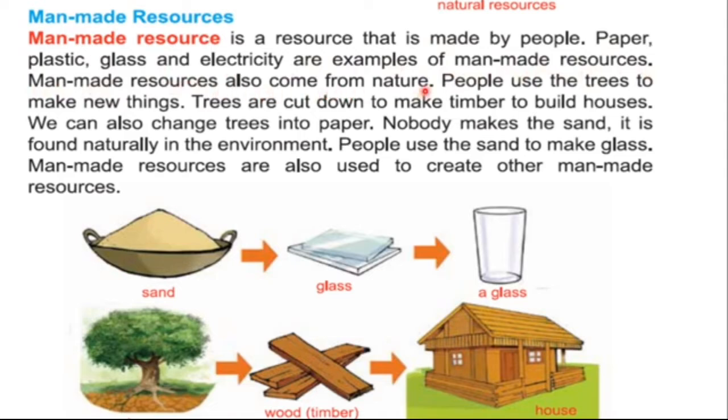Man-made resources also come from nature. People use the trees to make new things. Trees are cut down to make timber to build houses. We can also change trees into paper. Nobody makes the sand. It is found naturally in the environment. People use the sand to make glass.